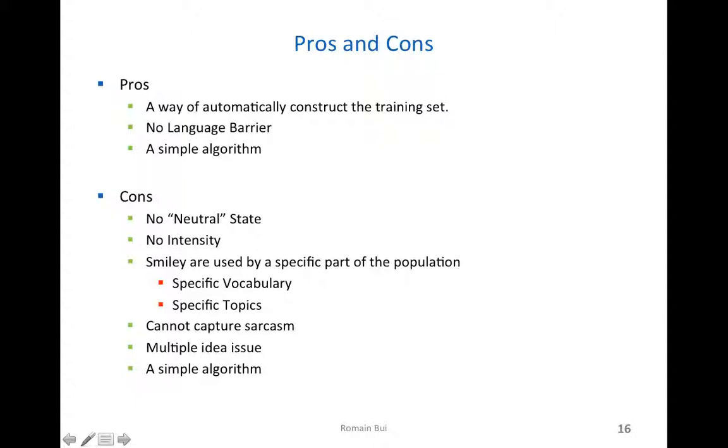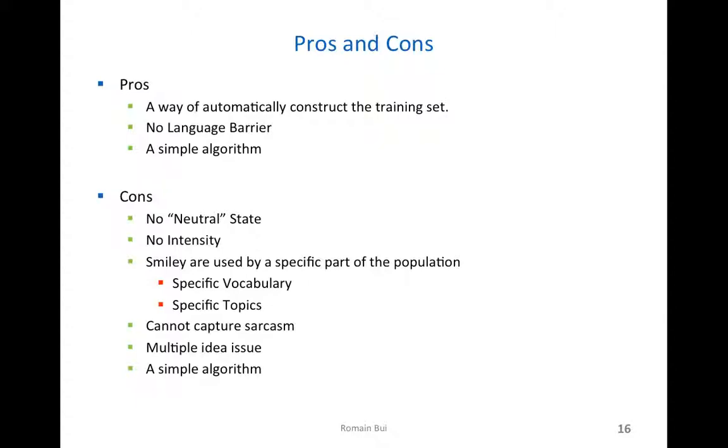The cons, the smileys do not give you a neutral state. I mean, you could think of stuff like, okay, if I have a bad face and then a happy face, that would be a neutral state, but it's probably going to be very spurious, so you don't want to use that. There's no way to have the intensity. Indeed, you could say, okay, well, if I have several smileys of the same faces, that's a high intensity. But that's really more specific to the individual. Some individuals are always going to use a whole bunch of smileys, and others are not, so it's probably not significant, so you don't want to use that.